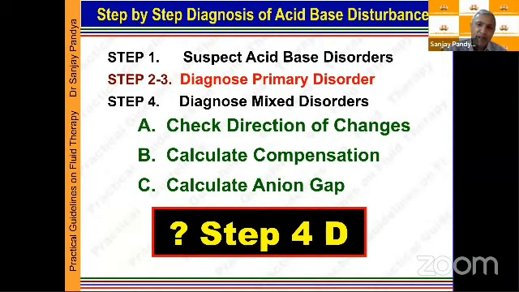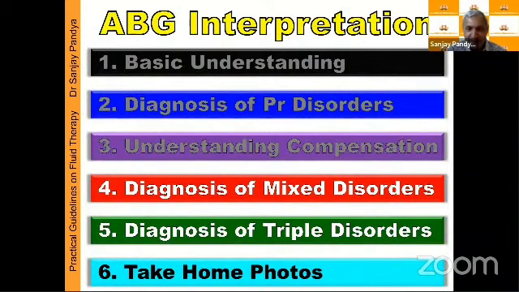So while interpreting ABG: suspect, diagnose primary disorder, magic formula, check direction of changes, calculate and compensate. Then comes the CID skill, that is to calculate anion gap. And now the last part of today's story, and that is to diagnose a triple disorder, which to you seems to be difficult, but all of you are ready. All of you are now bright with all the complete information and calculation formulas in your mind.